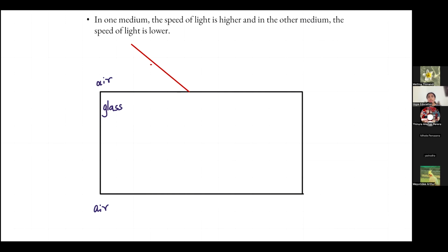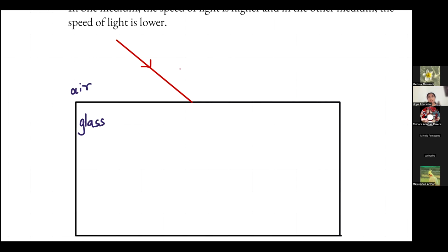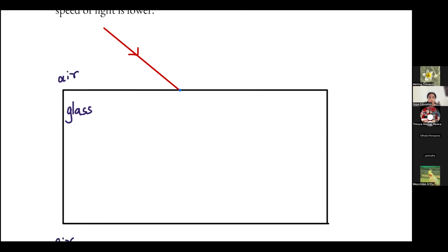When this light ray, now here, air is one transparent medium, glass is also a transparent medium. So the light is traveling from air to glass. So the light ray has to bend, right? So the light ray is bending like this.